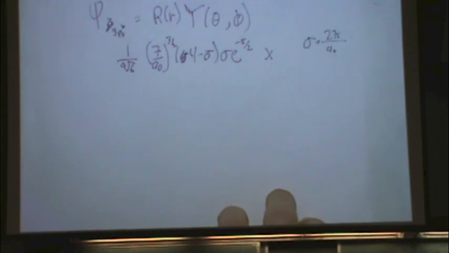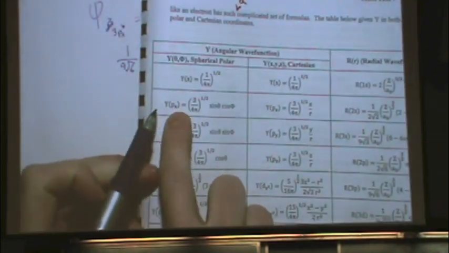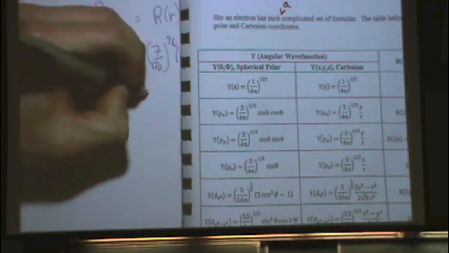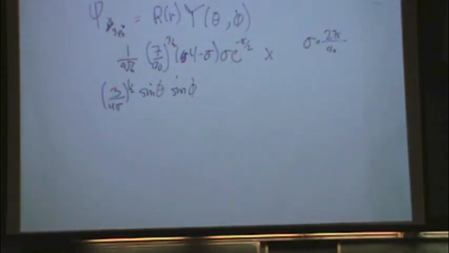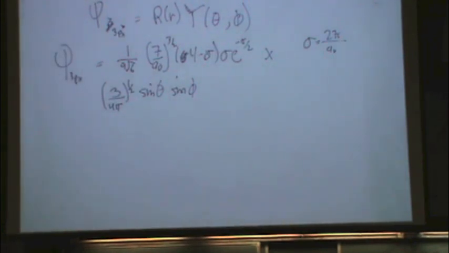So we're going to multiply this by the angular wave function. So again, we're going to look it up. We're usually going to use the spherical one. So we're going to look up y equals px right here. That's going to be times 3 over 4 pi to the 1/2 times sine theta sine phi. So this is the wave function for 3px. That's all you're going to be expected to be able to know how to do for this.